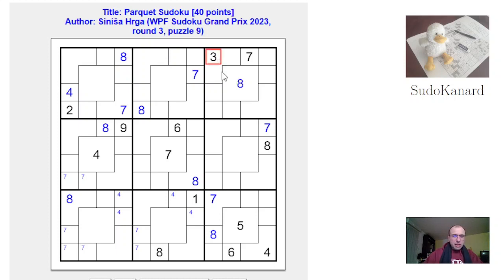Let's see this 3. 3 is on those two rows, so 3 is in none of those cells. So 3 goes there. And then the remaining 3 of all this area is on the third row, so it has to go there.